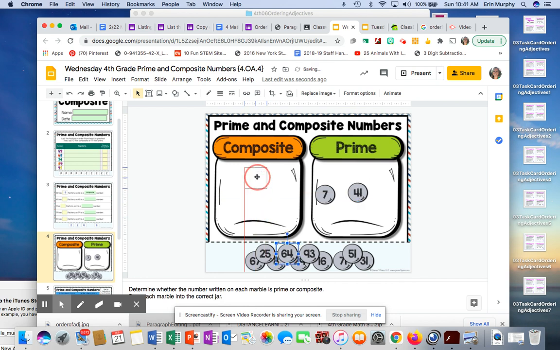Like 64, I know is composite. You may have to do a little bit more thinking than what I'm doing because obviously I've practiced them a little bit more than you guys. But list your factors. Once you get to at least 3 factors, boom, you know it's composite. If you can't think of any more, if it's only 2 factors, you know it's prime.